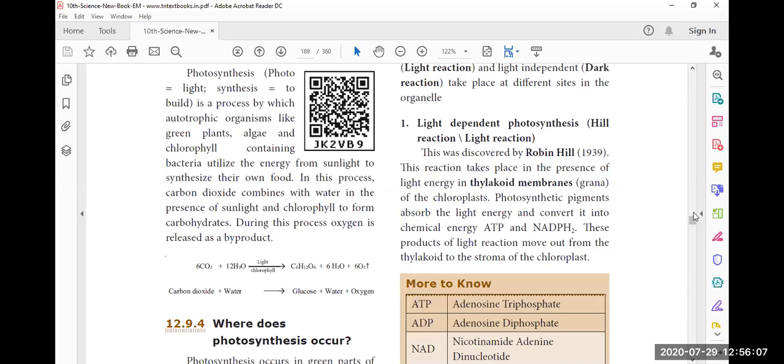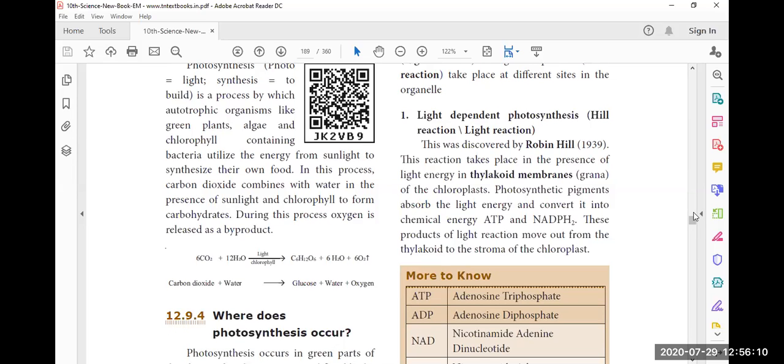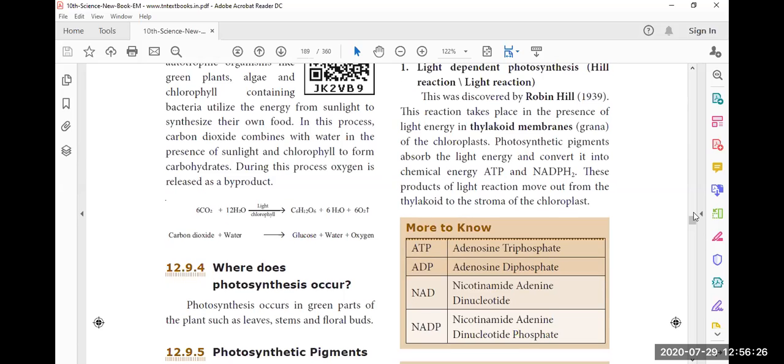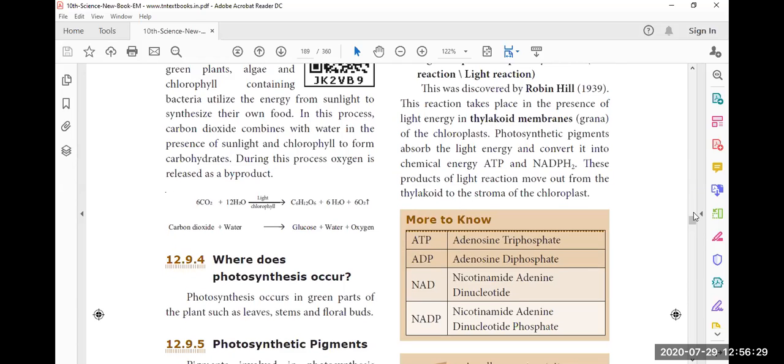This process occurs in the thylakoid membrane. This was discovered by Robin Hill in 1939. This reaction takes place in the presence of light energy. Light dependent photosynthesis occurs only in the presence of light, in the thylakoid membrane of the chloroplast. Photosynthetic pigments absorb the light energy and convert it into chemical energy, for example, ATP and NADPH2. ATP is adenosine triphosphate and NADPH2 is nicotinamide adenine dinucleotide phosphate hydrogen.